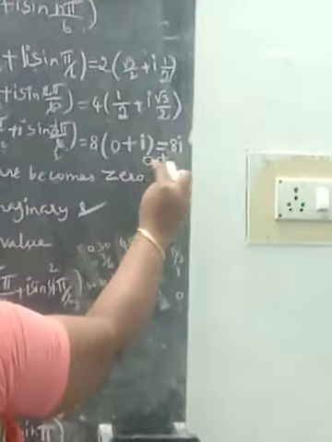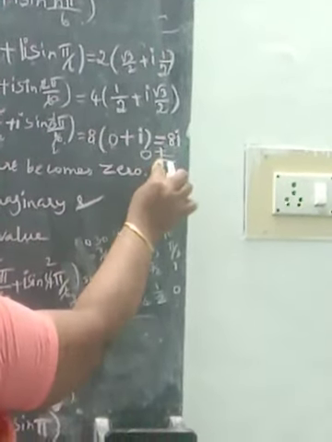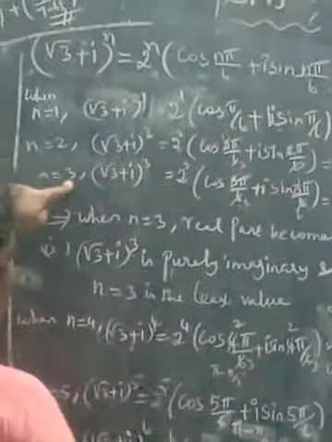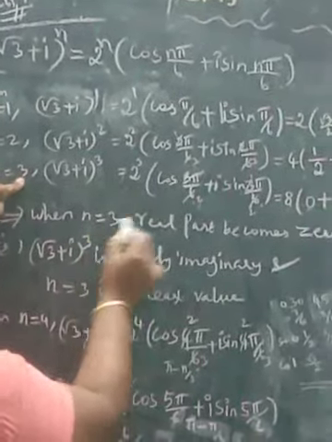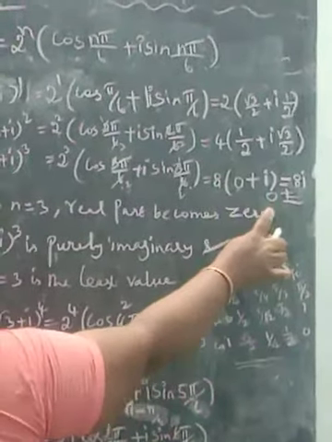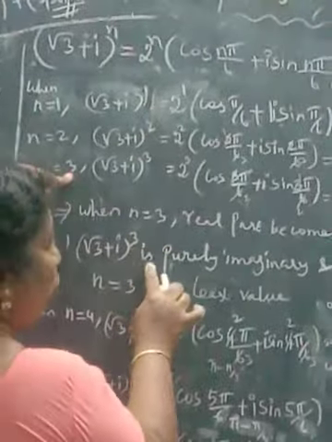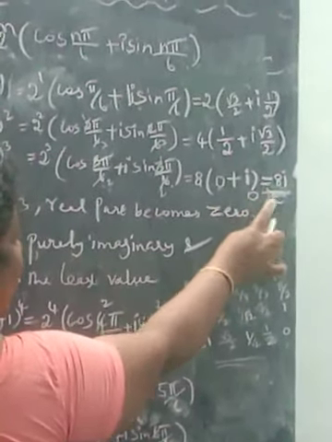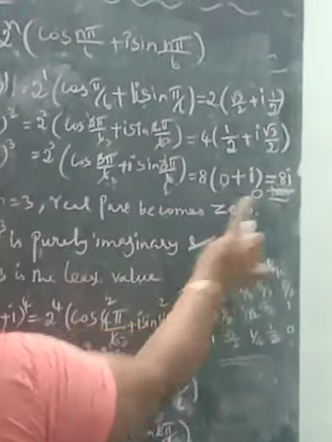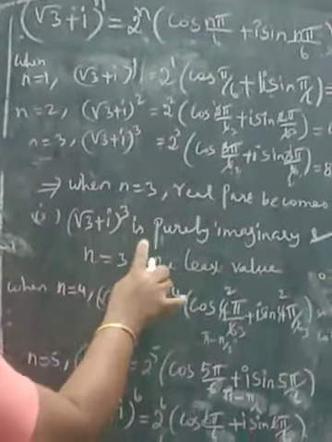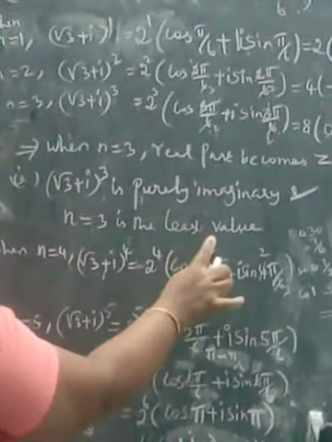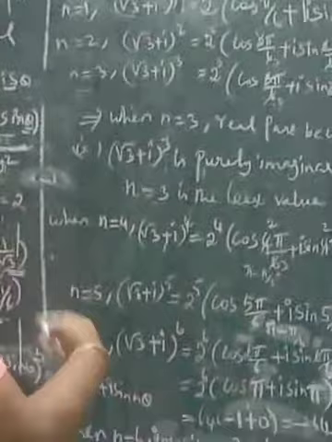Here, there is only an imaginary part and no real part: 0 plus 8i. So, for what value of n do we get a purely imaginary number? When n equals 3. When n equals 3, the real part becomes 0. So (root 3 plus i) the whole cube is purely imaginary because there is no real part. That's why we say this is purely imaginary. So (root 3 plus i) cubed is purely imaginary when n equals 3. So this is the least value. Got it? Next, we move to n equals 4.